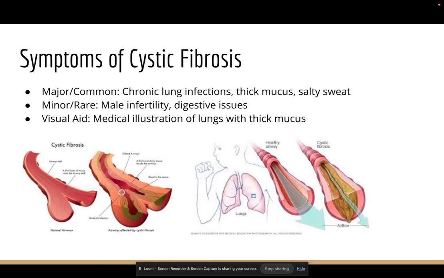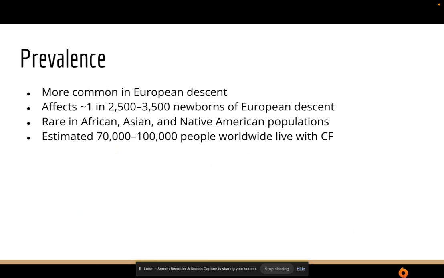Symptoms of CF are systemic. The most common include chronic lung infections, persistent coughing, and salty tasting skin. Some individuals also suffer from digestive malabsorption, and in males, infertility due to a missing vas deferens. This image shows the thickened mucus obstructing the airways. It demonstrates how CF affects the respiratory system, one of the most impacted areas from CF.